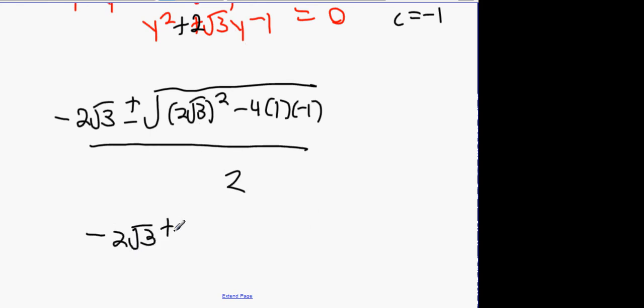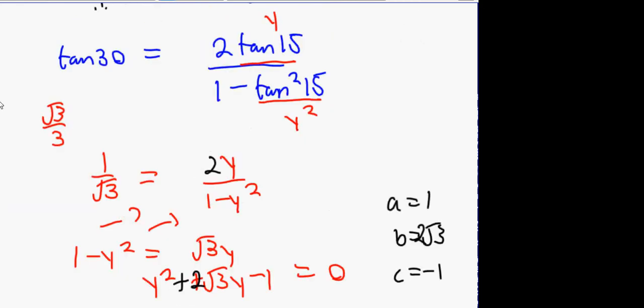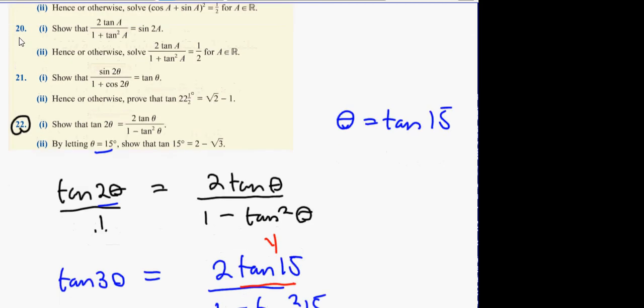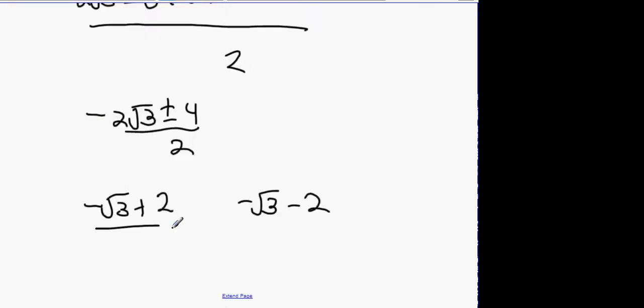There's two possible answers. The first answer is going to be minus root 3 plus 2, and the other one's going to be minus root 3 minus 2. And which one did it ask me for? 2 minus root 3. 2 minus root 3, is that there? This one here. 2 minus root 3.